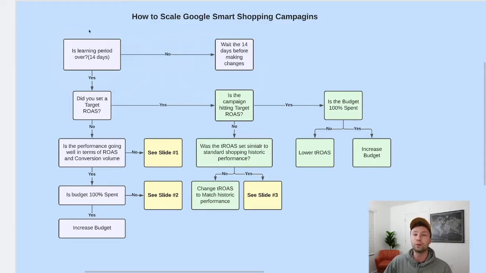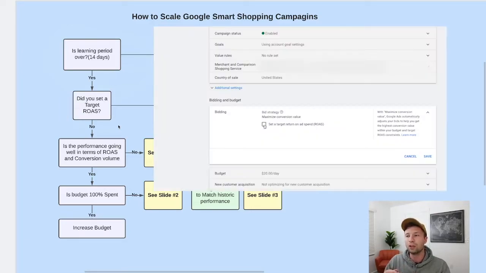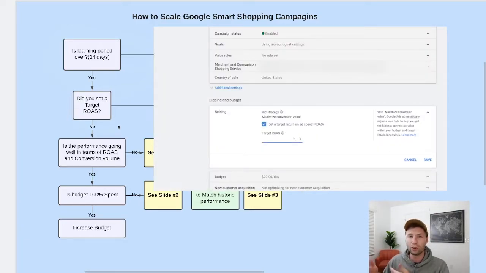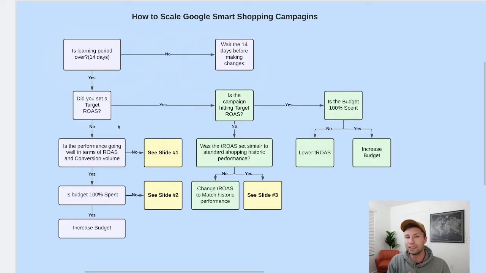Now, if the 14-day period is over, then you go onto this column that says yes, and the next question is, did you set a target ROAS? Now, when you're first setting up your Google Shopping campaign, you'll notice that there's an area where you can set the target ROAS. Sometimes people skip over it because it's kind of hidden inside of there. If you didn't set a target ROAS, then that's where you could answer yes or no to this question. If you did, then the next question is, is the campaign hitting your target ROAS?